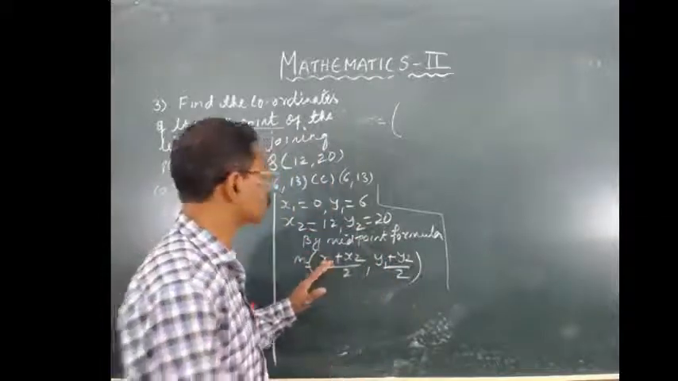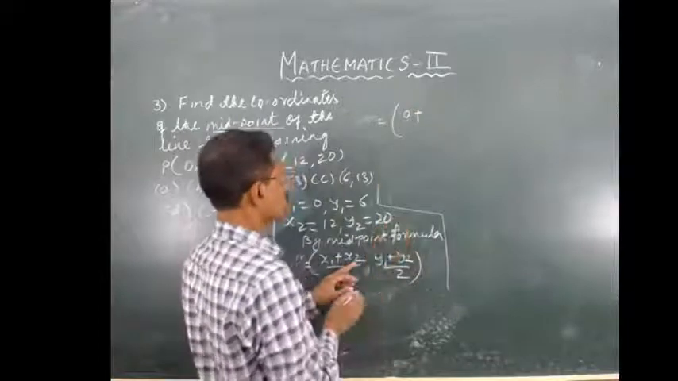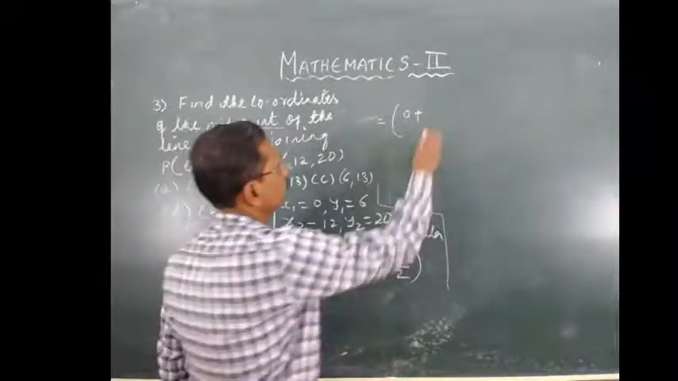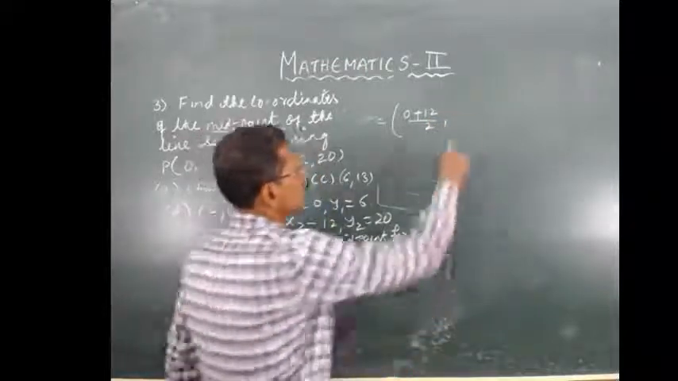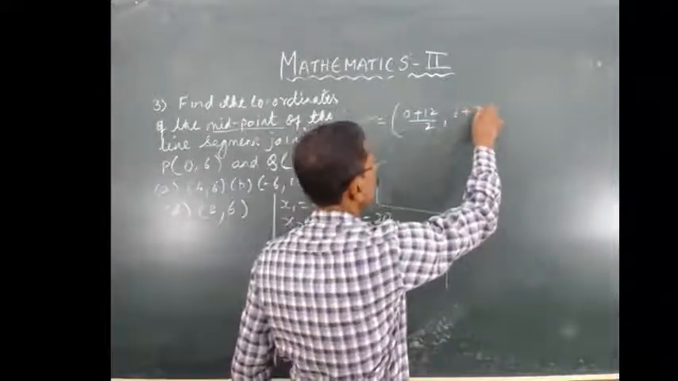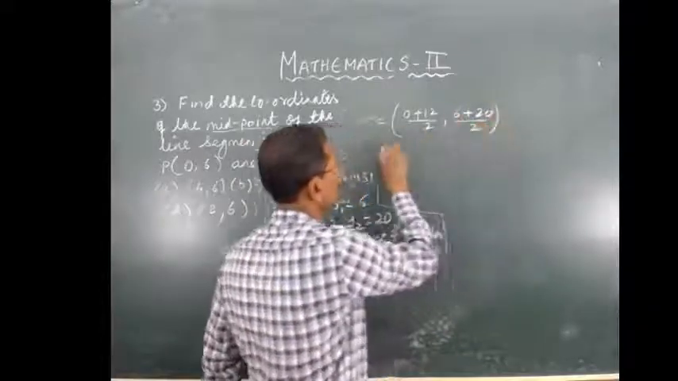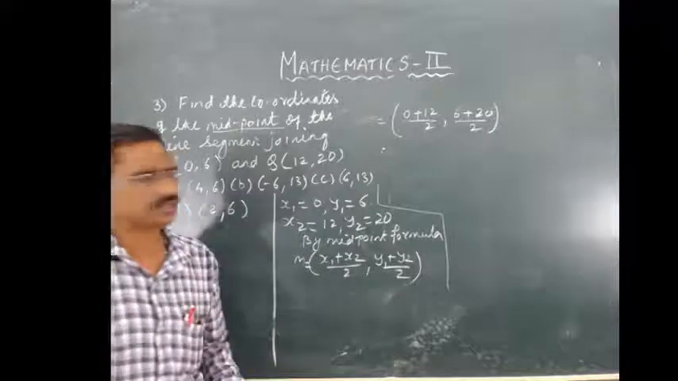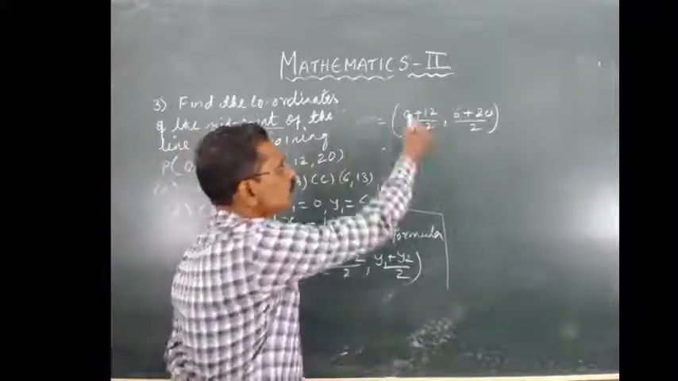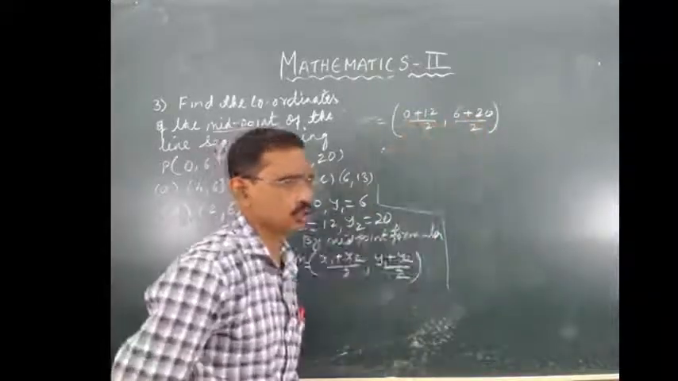So let us substitute. What is x1? 0 plus. What is x2 given to me? 12 upon 2. What is y1 given to me? 6 plus 20. y2 is 20? Yeah, that's 20. Carefully see what we are going to do here. 0 plus 12 upon 2, 6 plus 20 upon 2.